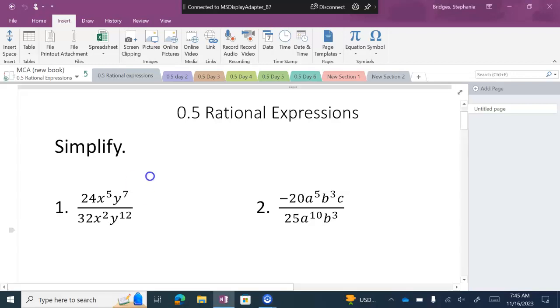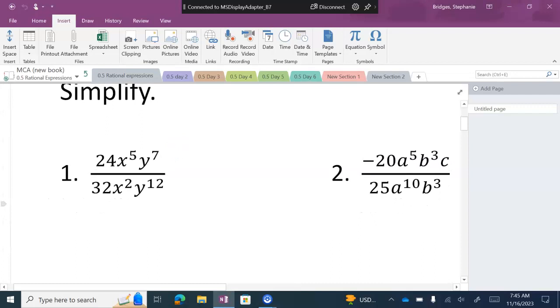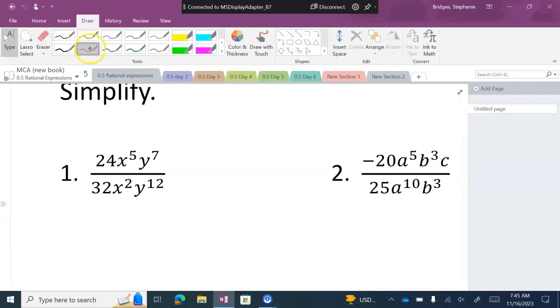So we're going to start these like we've done before, and we're going to start with just the numerical parts. Okay, so let's start with the 24 and the 32. What I want to know is, do 24 and 32 have something in common that I can divide out? They can divide out a little bit more than 4. 8, okay. What is 24 divided by 8? 3, and 32 divided by 8 is 4, okay. So that 24 turns to a 3, and the 32 turns to a 4, because we divided both by 8.